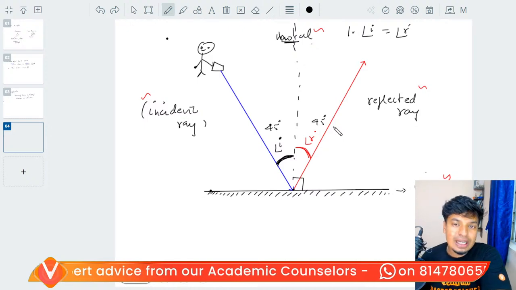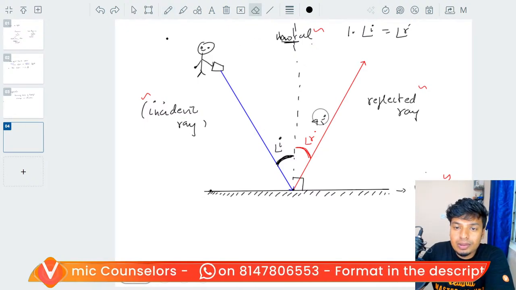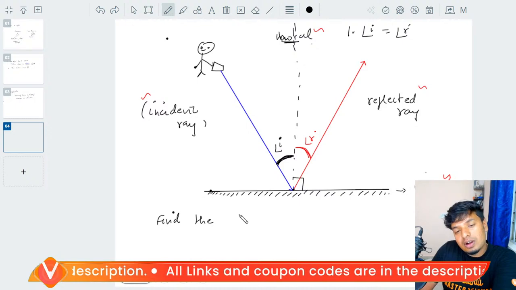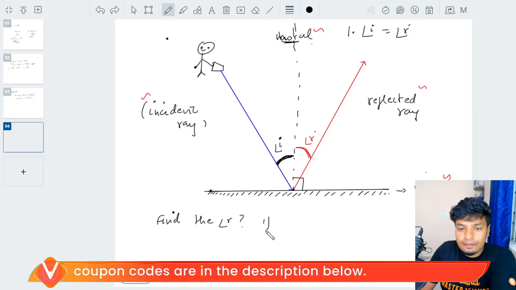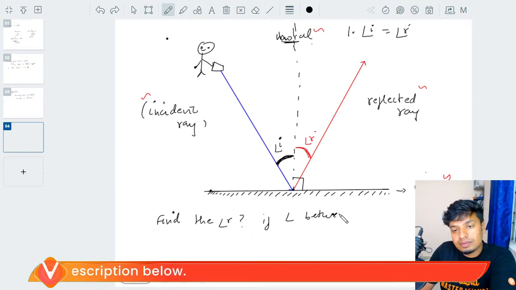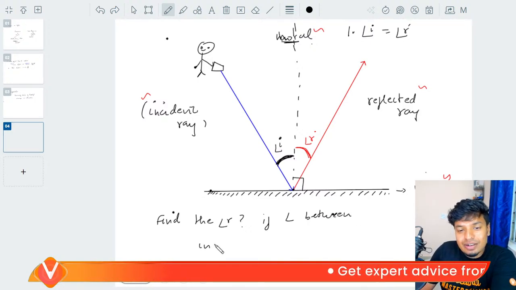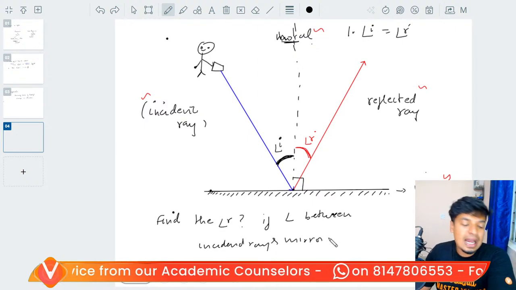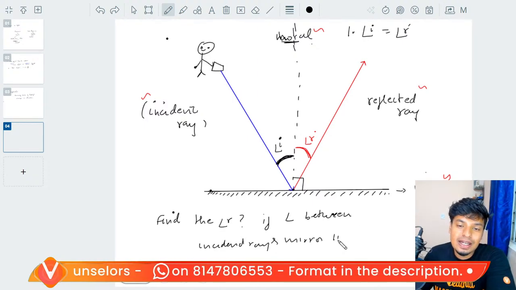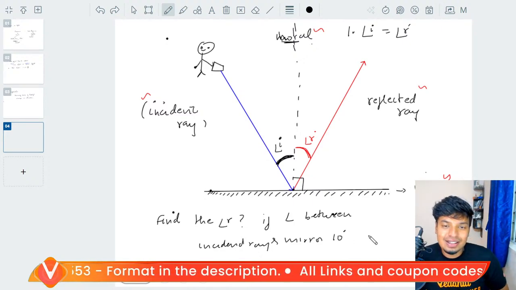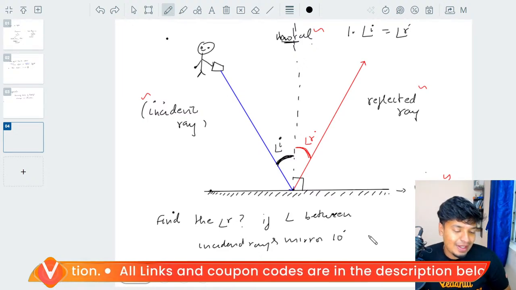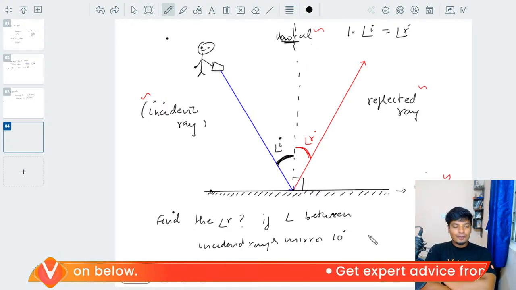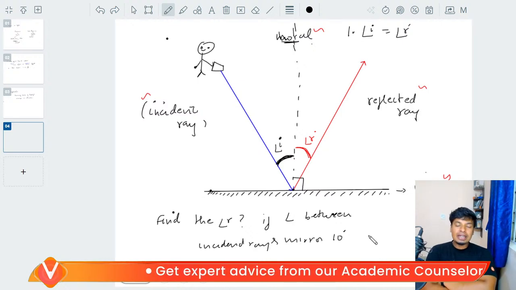Got it? Now, I'll give you a problem. Who wants to solve a problem? Do you guys want to solve a problem now? Find the angle of reflection if the angle between the incident ray and the mirror is 10 degrees. Come on, let's see who can find it. Very simple. What is the angle of reflection if the angle between the incident ray and the mirror is 10 degrees?